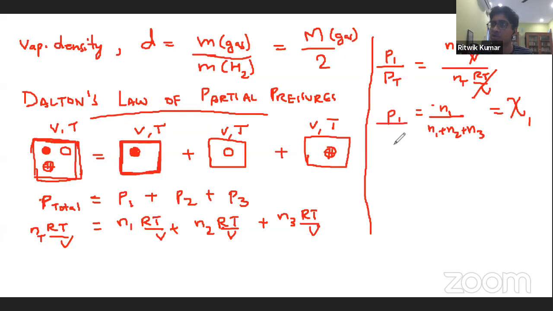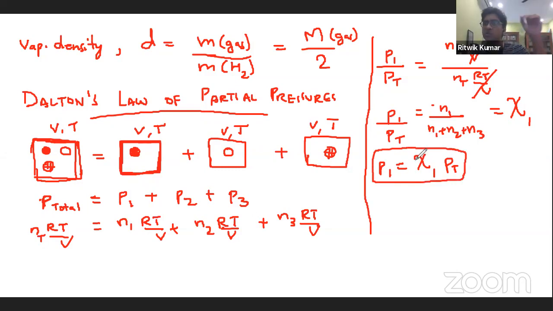So the partial pressure is the mole fraction times the total pressure. P1 is the mole fraction into the total pressure. The contribution of the gas to the total pressure is related to its mole fraction.